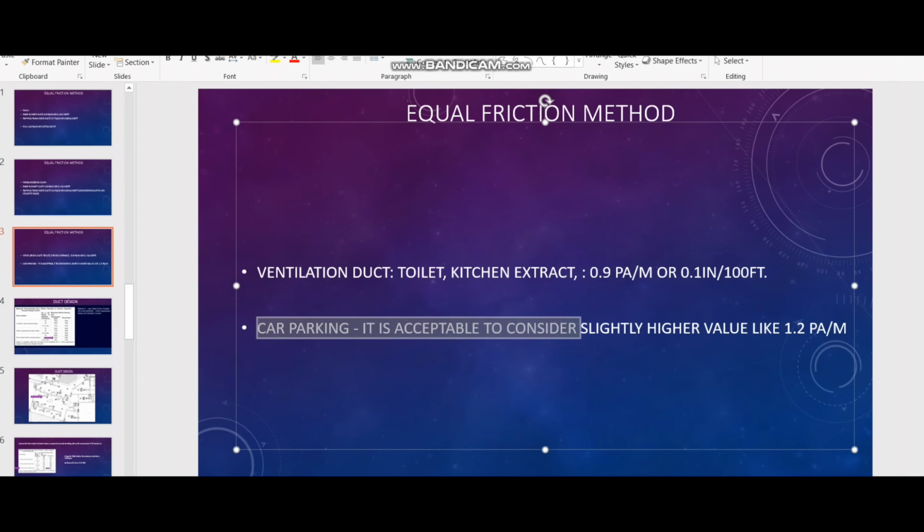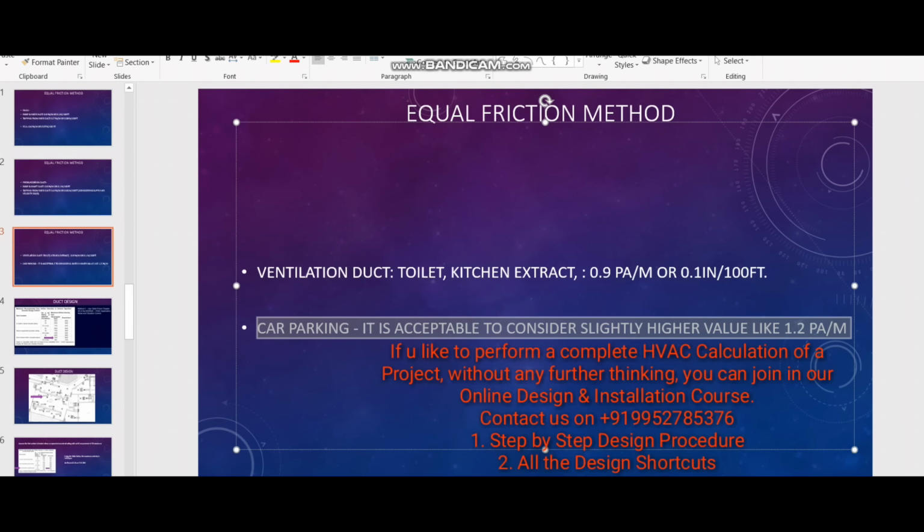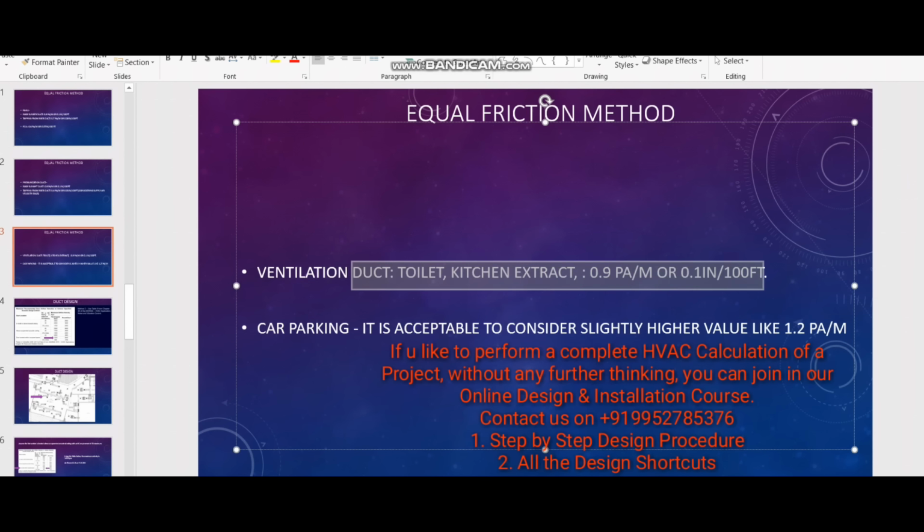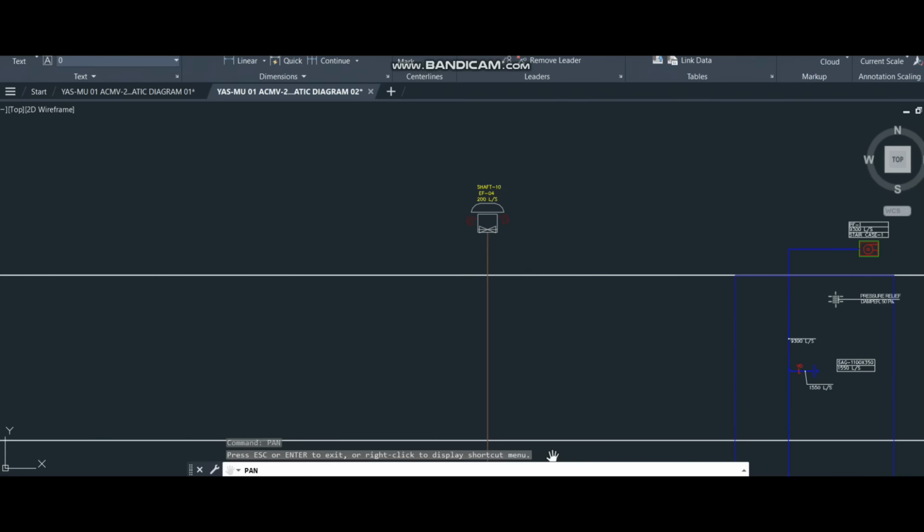Coming to the car parking, it is an area where noise is not much of a concern. So you can slightly go with a higher value like 1.2 Pascal per meter. For the car parking ventilation, car parking area, as well as the shaft area and the roof area, together you can follow 1.2 Pascal per meter. And for toilet and kitchen, you can follow 0.9 Pascal throughout the area.